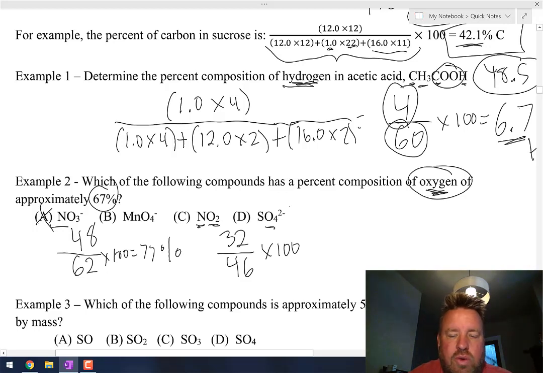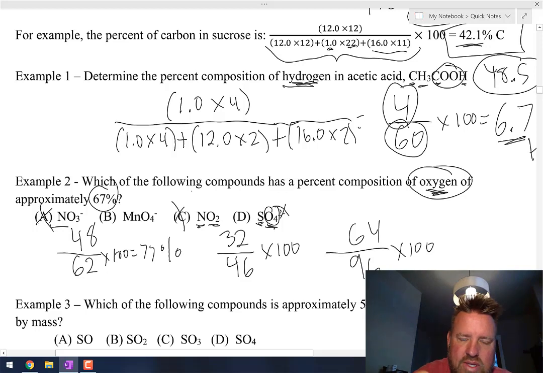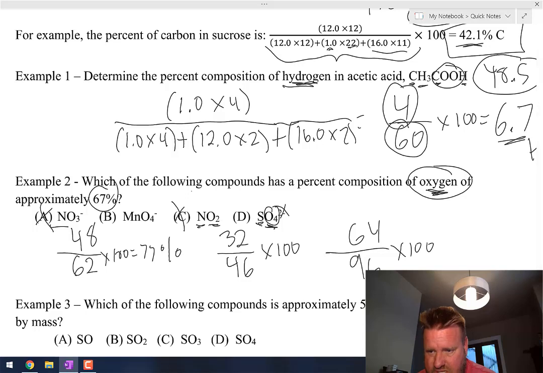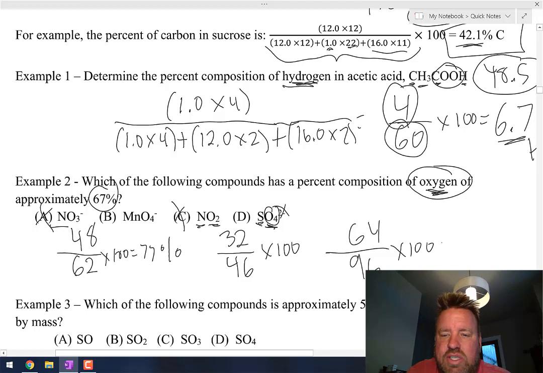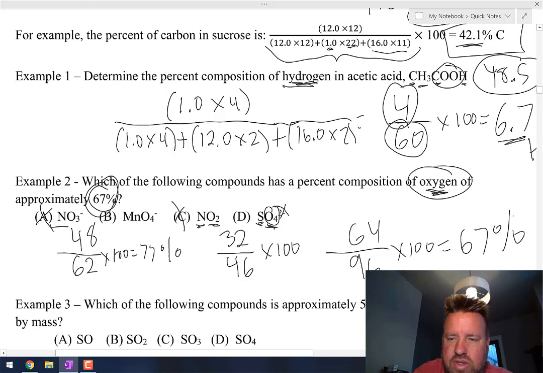Okay, SO4 2 minus. Again, forget about the 2 minus part. Oxygen has a mass of 64, since 16 times 4 is 64. And then for the total mass, we've got the 4 oxygens, 64, plus sulfur, which is 32. That is 96. And again, we know it's not A and we know it's not C. We're getting unlucky here because we're just having to go through all of these. 64 divided by 96 times 100 is 66.7%. Rounded to a whole number, that would equal 67%. So the correct answer is D.